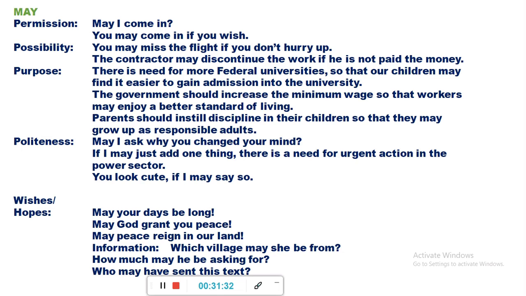Wishes and hopes, all right, can be expressed using may as well. May your days be long. May God grant you peace. May peace reign in our land. All right? Now, we can also use may to give information. Okay, which village may she be from? How much may he be asking for? Who may have sent this text? So in this case, you are asking for information. All right?